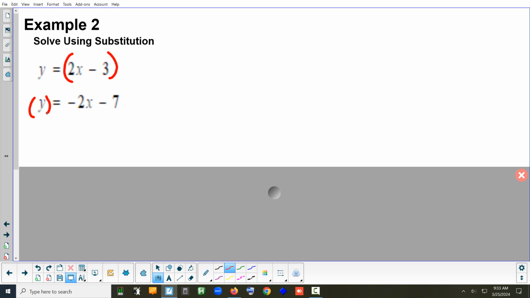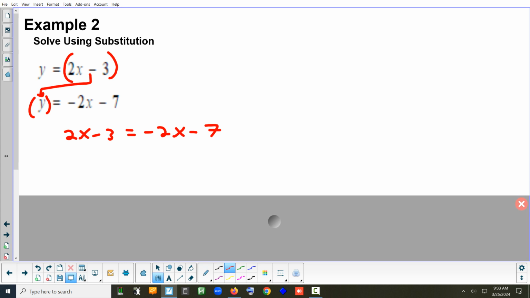Now the top equation tells us a formula for y. Y equals 2x minus 3. What are we going to do with this 2x minus 3? Put it into the bottom one. So the top formula tells you what y is, and you're going to use that information in the bottom one. So you're going to have 2x minus 3 equals negative 2x minus 7.